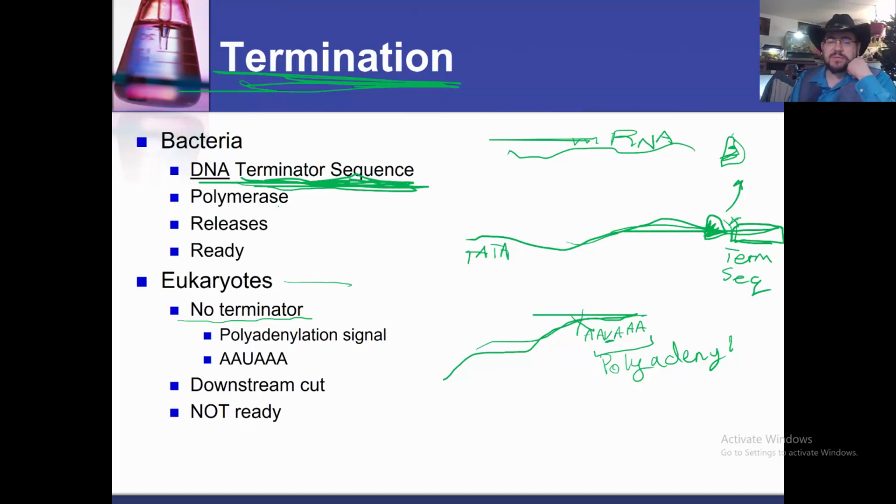What I love about the polyadenylation signal is over here I'm going, oh, the terminator. The terminator terminates transcription. Well, down here we have the polyadenylation signal. And basically, we know we have to stop when we get the Arnold Schwarzenegger manly scream.